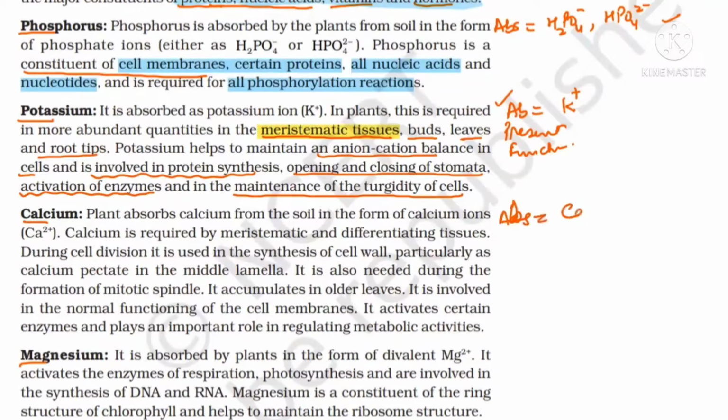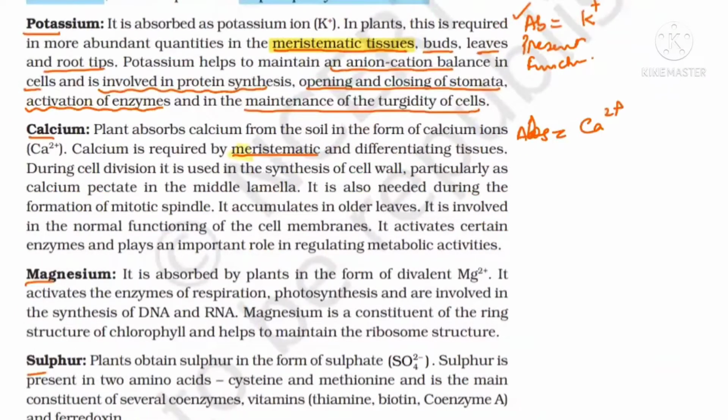It is absorbed in the form of Ca2+. It is also required by meristematic tissue and differentiating tissue, both. Meristematic tissues are those tissues which have the power of division, and differentiating tissues means they are now going to differentiate as epidermis or cortex, means they are going to become parenchyma, collenchyma, so that they can make into the special layers. So this is again an important area.